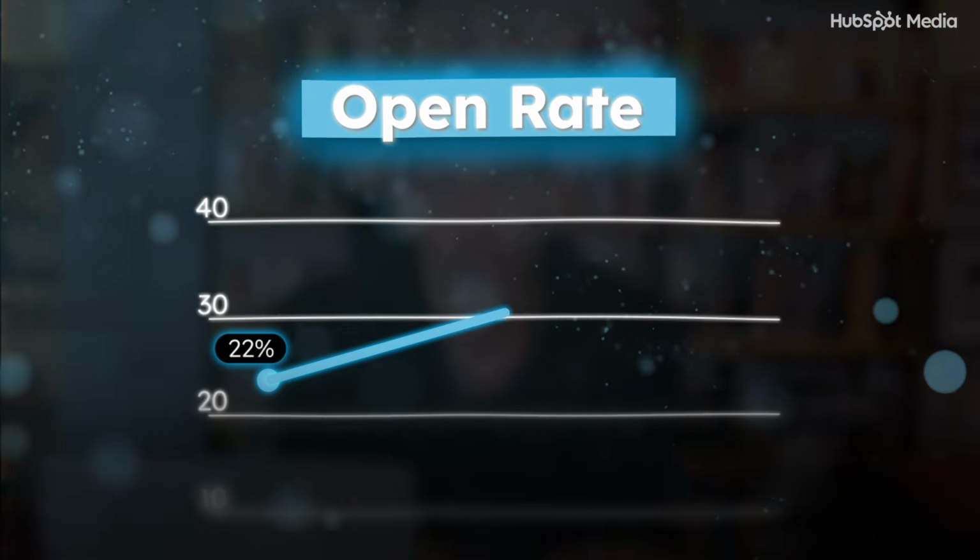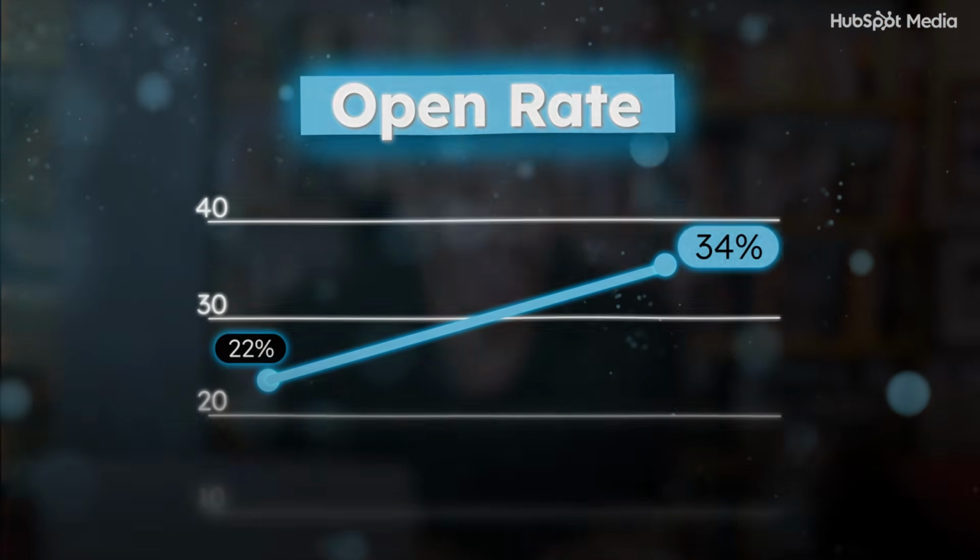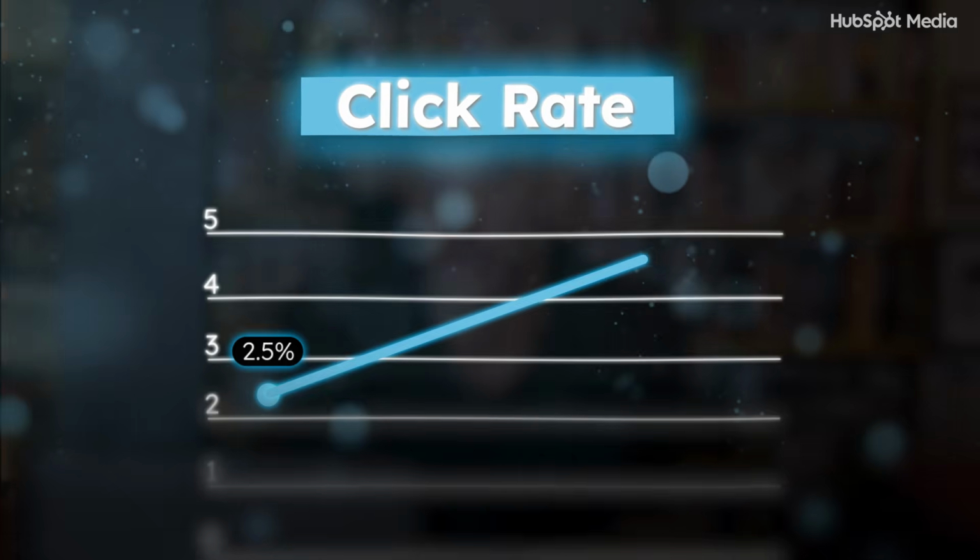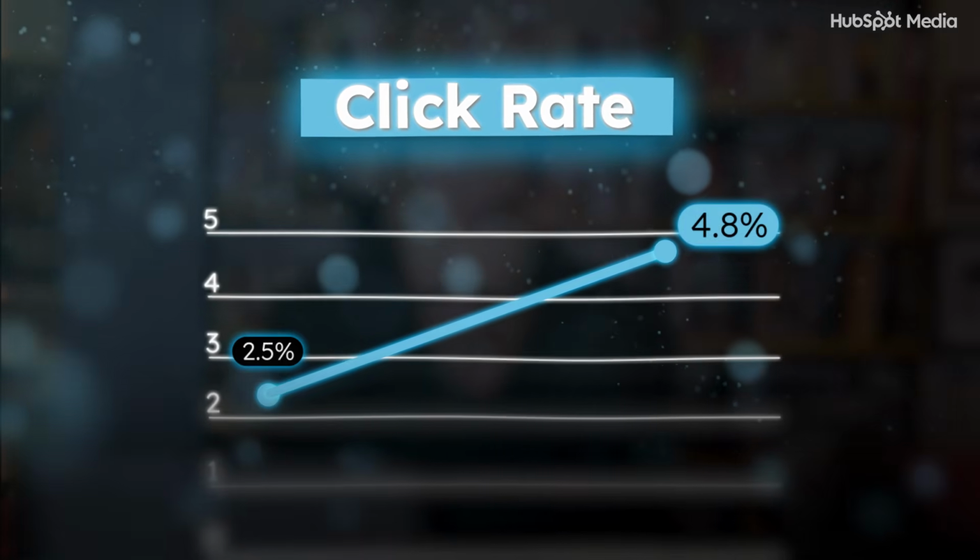Here's what happened when we started doing this. Open rates jumped from 22% to 34%, and click-through rates almost doubled from 2.5% to 4.8%. And the best part, once these lists are set, HubSpot updates them automatically as your audience behavior changes.